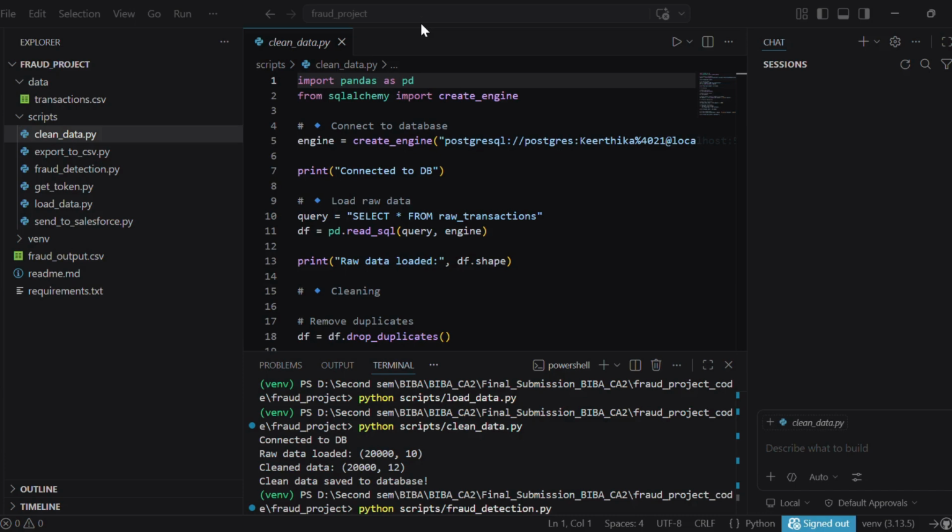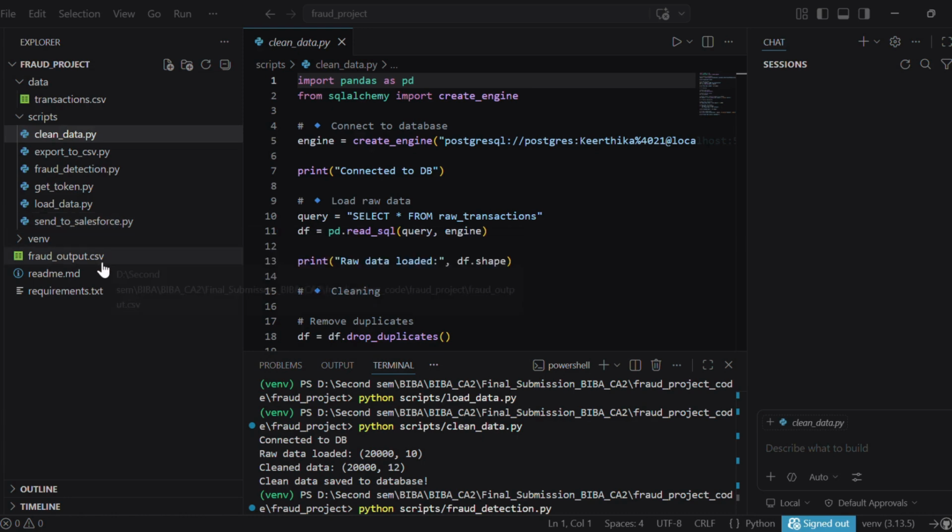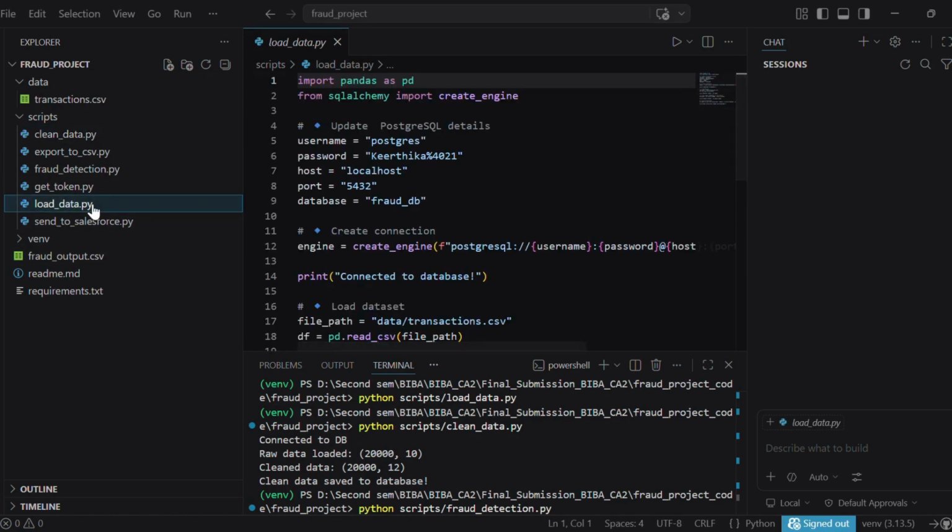provide insights. Python is used for data processing, feature engineering, and fraud detection. First, we load the transaction data set using the Pandas library and connect to a Postgres SQL database using SQLAlchemy. The raw data stored in the database ensures structured data management.